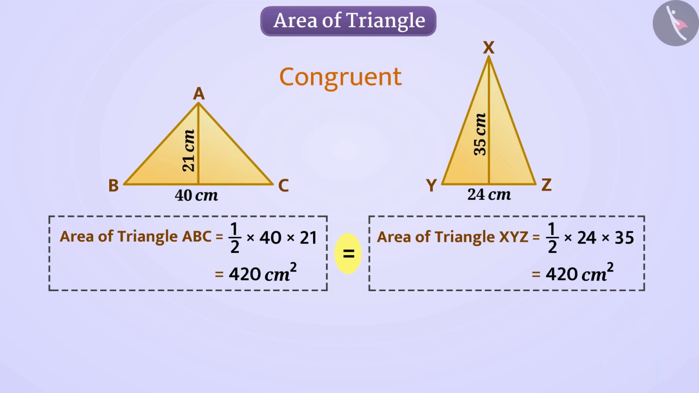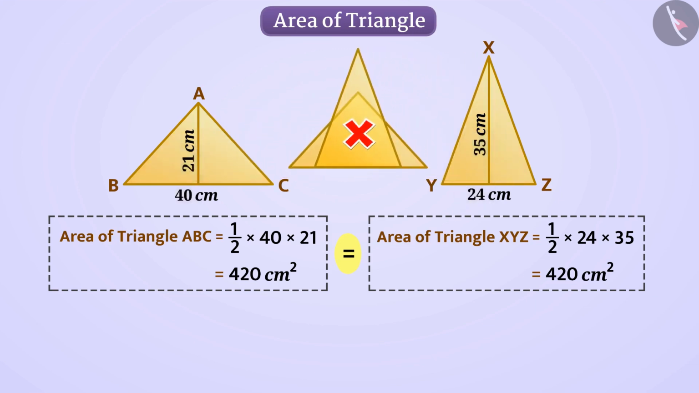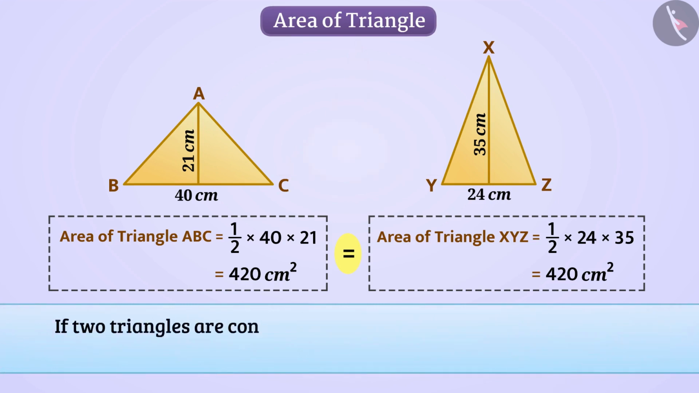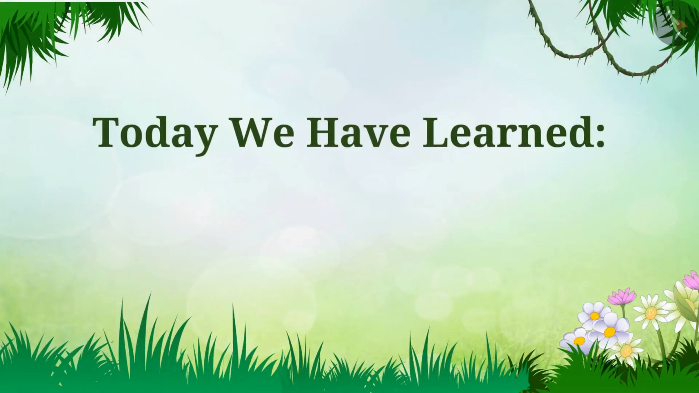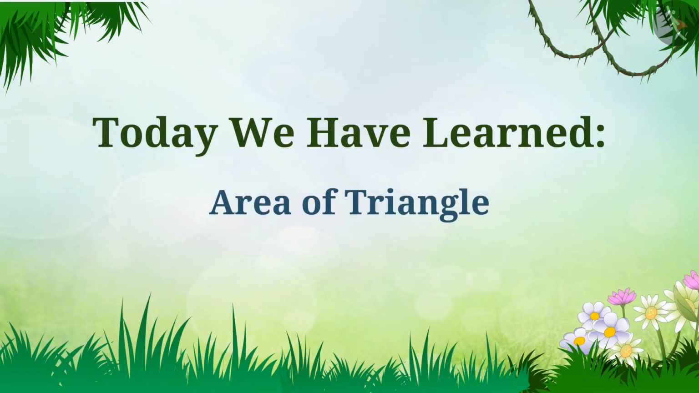Absolutely right. They are not congruent because their measurements are different and they do not cover each other completely. In short, if two triangles are congruent, then their area must be equal. But it is not necessary that triangles equal in area are congruent. So, now you must have understood the area of the triangle. So today we have learned about area of triangle. In the next video, we will see some examples related to the area of triangle.